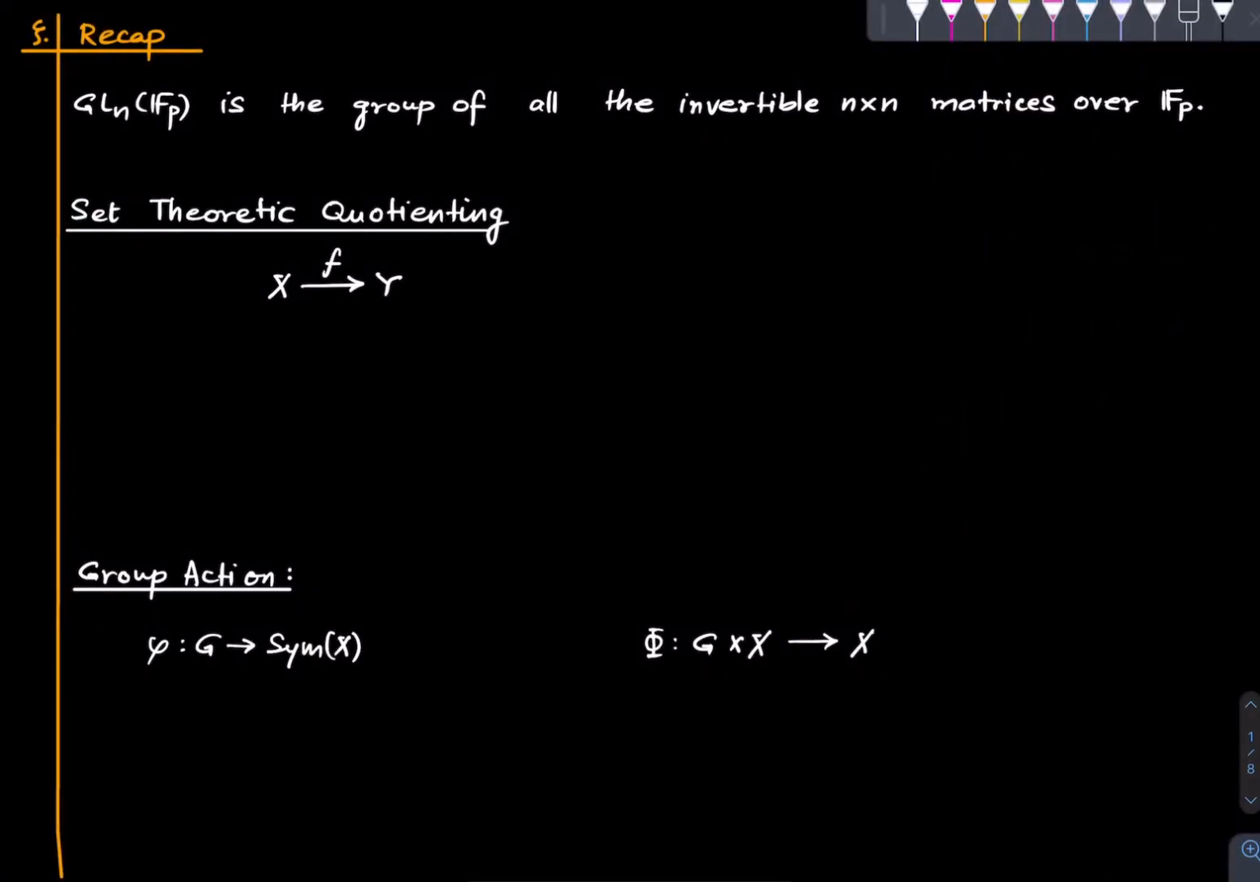In this lecture, we'll be looking at the notion of orbits and the orbit stabilizer theorem, along with a very interesting application. So let us recall a few things that we have seen so far and that we need for this lecture. So recall this notation. This is the group of all the invertible n cross n matrices over Fp.